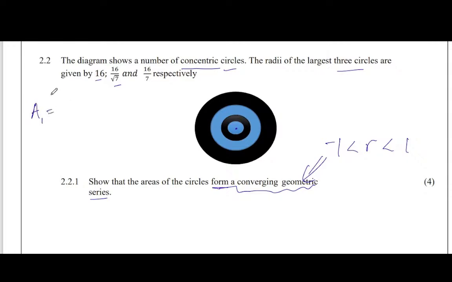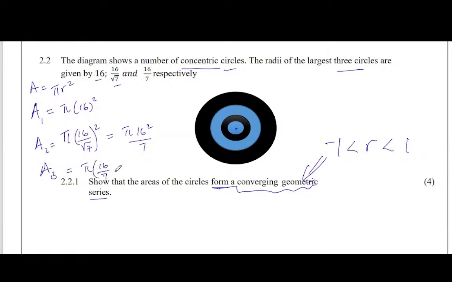We know that the area of any given shape is given as pi radius squared. So that's going to be pi times 16 squared. And then when I look at the area of the second circle, it's going to be pi again, multiplied by 16 over the square root of 7 squared. So this simplifies to pi 16 squared over 7. When I do the same for area number 3, it's going to be pi times 16 over 7 squared, which is pi 16 squared over 49.